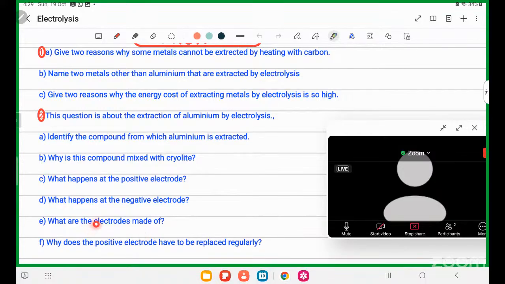Okay, and the next one says, what are the electrodes made of? Carbon or graphite. Yeah, graphite. They are also a form of carbon. Okay, why does the positive electrode have to be replaced regularly? Because it will combust with oxygen. Okay, good.